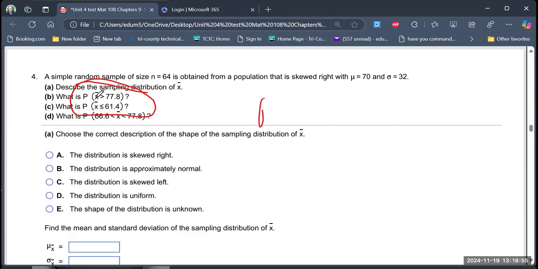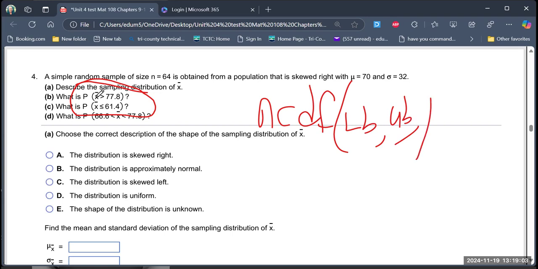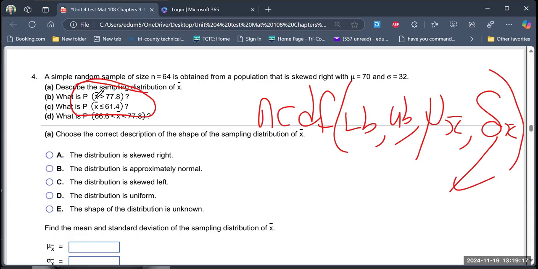The only thing that is going to change, and I'll write the argument again, is normal CDF, the lower bound, the upper bound, the mean of the central limit theorem, and the standard error of the central limit theorem. You can't miss it. The standard error, even if it is for t, you write s x bar, and it's the same as s divided by the square root of the sample size. You can't miss this question. We did it in class.